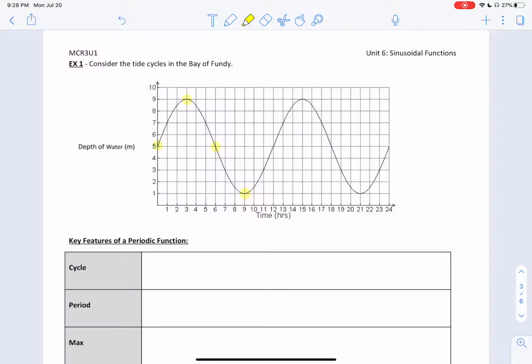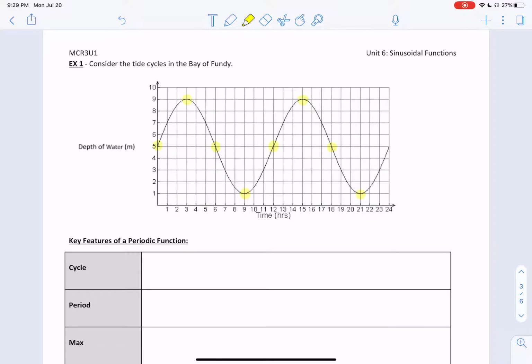Then, after a few more hours, we're back at 5. And then that whole process of my tide coming in and out is going to happen again. So then my tide comes in, goes up to a depth of 9, goes back past 5, down all the way to 1, and then continues on forever.